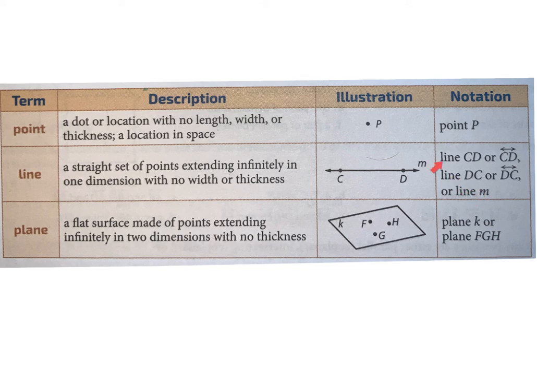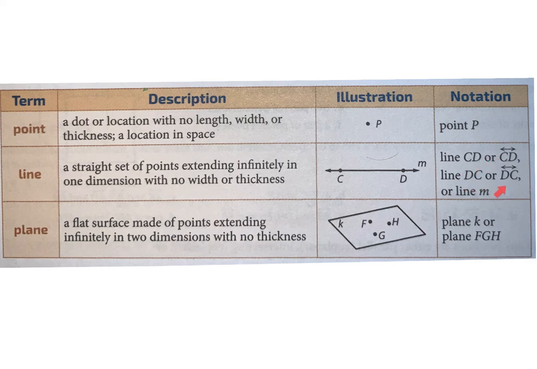You can write the word line and give 2 points on the line, any 2 points on the line. Or you can write the 2 letters with this notation above it. It's a little tiny line with arrows on both ends, all right? That is your notation for line. If you do not put the arrows, it means line segment, and you will get counted wrong for that answer if I am asking for a line. So that's how important it is that you have this notation. The notation for a line is a little line with arrows on both sides.